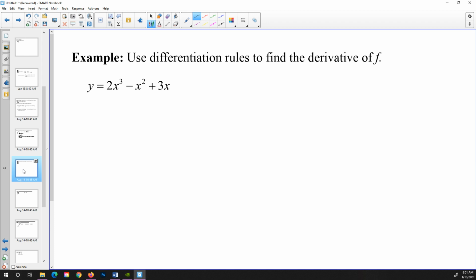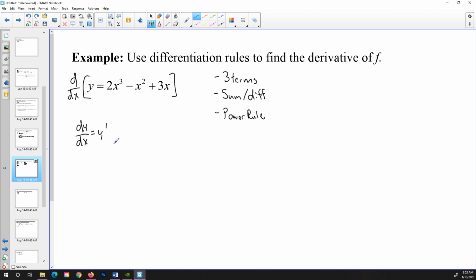Again, use the differentiation rules to find the derivative of f. I'm not going to write down every single one of this particular expression, but just a couple of notes. First, there are 3 terms. I have a sum and a difference, and I have a power rule. So the derivative of this, and we can do this a couple of different ways, just so that you see the note, a little bit different notation. This notation here says I'm going to derive this expression with respect to x. So I can go dy over dx, or I could say it is y prime, either or.